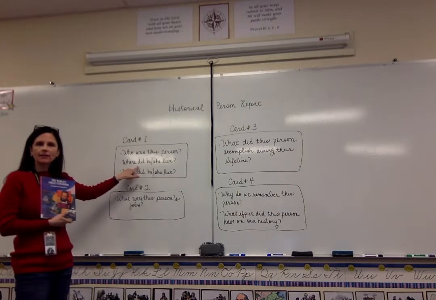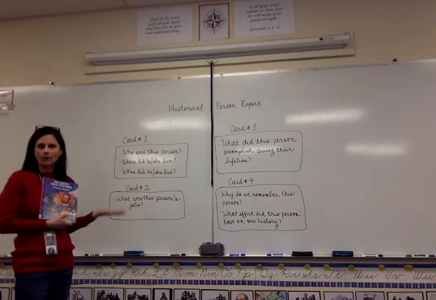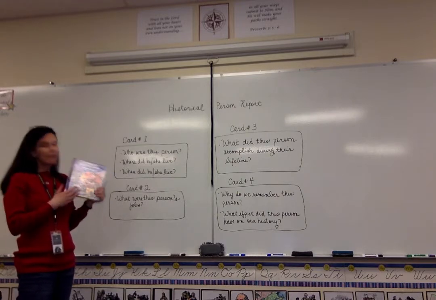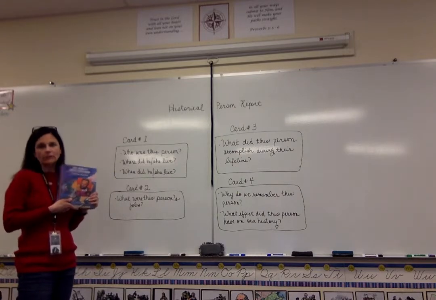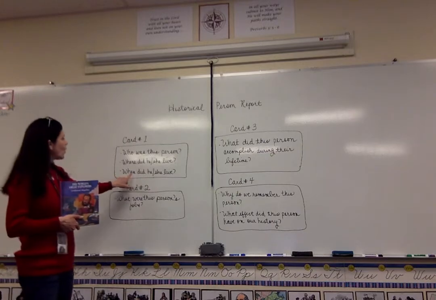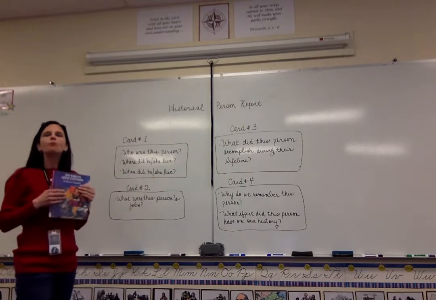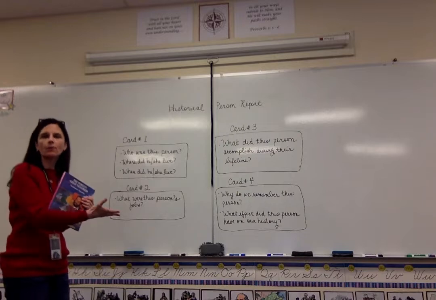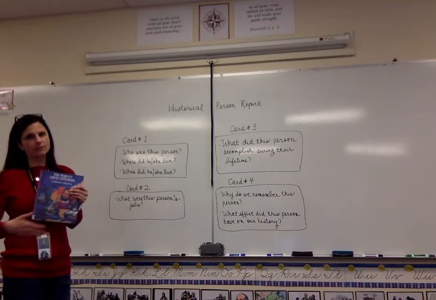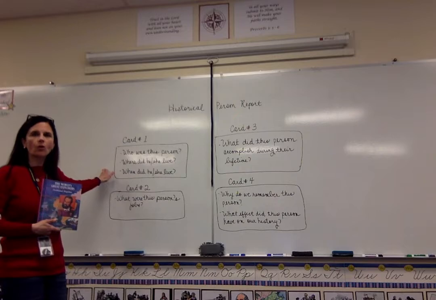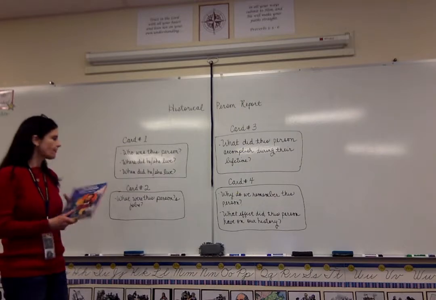Where did he or she live? Well, then you would answer, in a complete sentence, Magellan actually was born in Portugal and lived most of his life there. When did he or she live? Well, that would be the years, the year that they were born and the year that they died. So that's pretty straightforward. That's what goes on card number 1 in complete sentences.